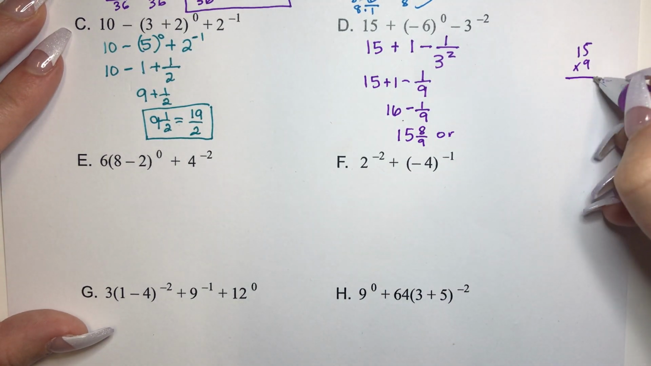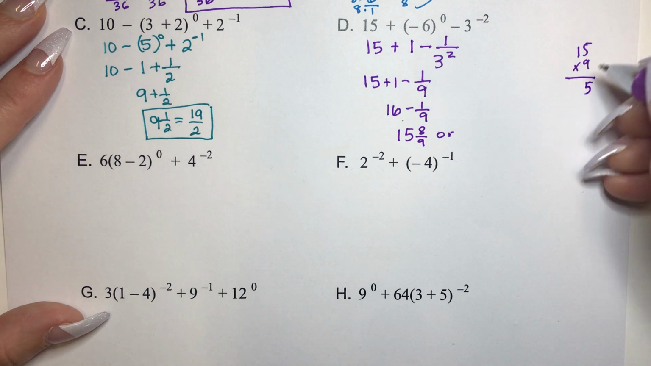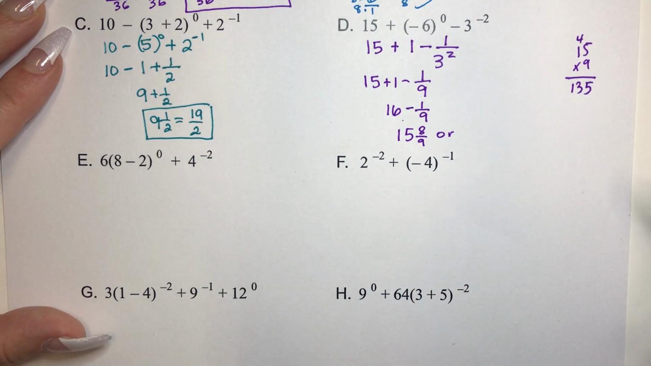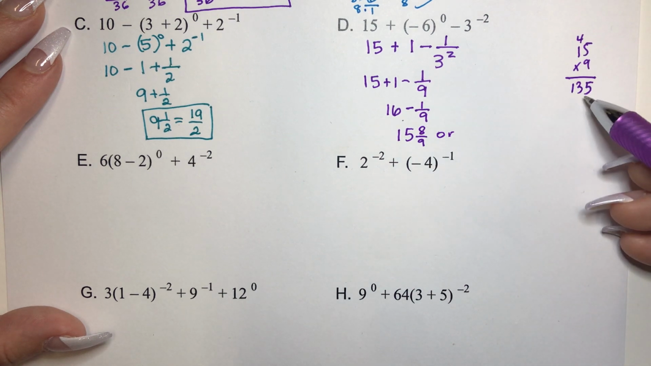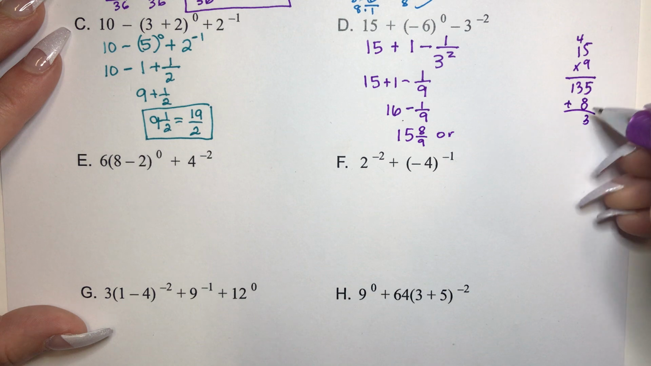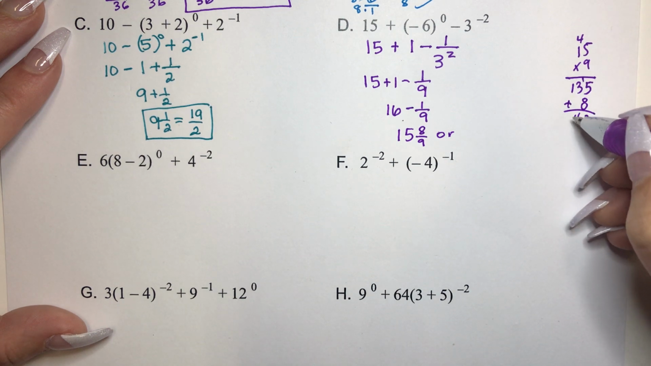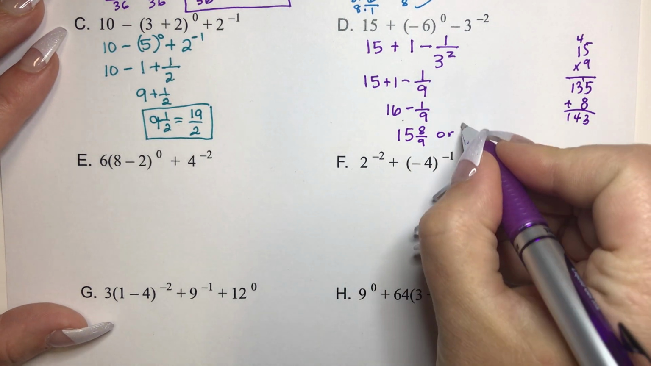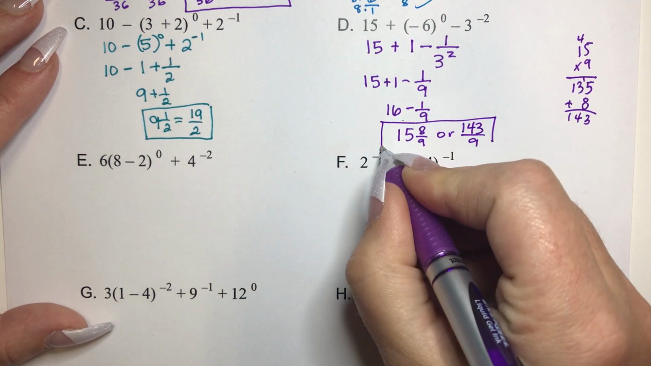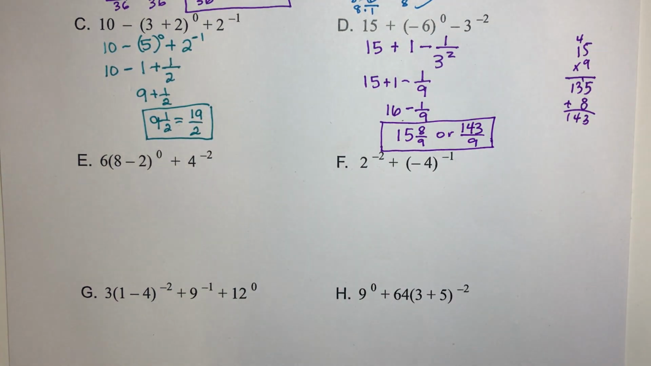Okay. 9 times 5 is 45. Carry the 4. 9 times 1 is 9 plus 4 is 13. So 9 times 15 is 135, and then we'd have to add the 8 to it. And that would be 143. 143/9. So if you got that right, awesome, awesome.